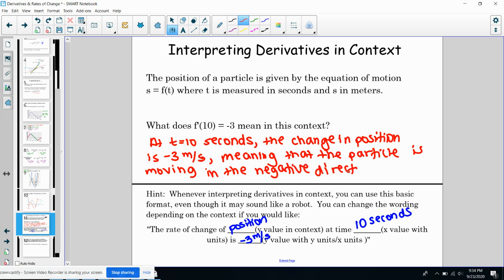Okay, so negatives are meaning negative direction, or they're meaning that something is decreasing. So we want to take into account the sign. Okay, let's look at one more.